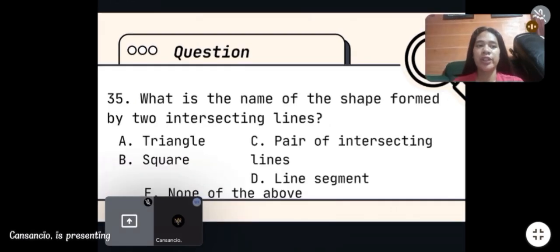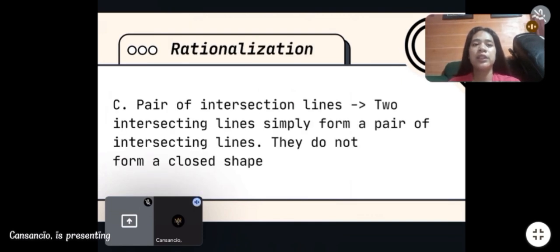Number 35. What is the name of the shape formed by two intersecting lines? A, Triangle. B, Square. C, Pair of intersecting lines. Or letter D, Line segment. Or E, None of the above. Correct answer is letter C, pair of intersecting lines. Two intersecting lines simply form a pair of intersecting lines. So, they do not form a closed shape.